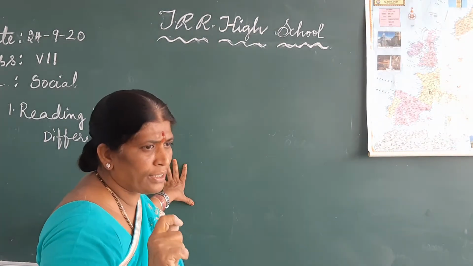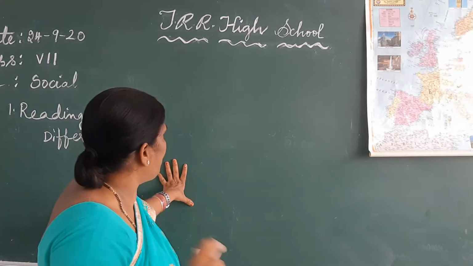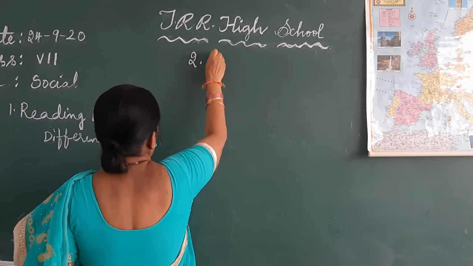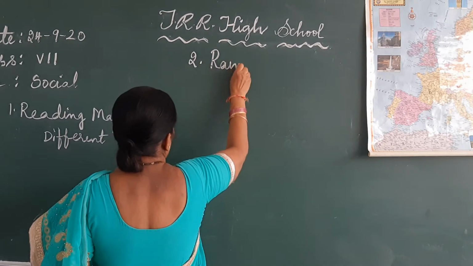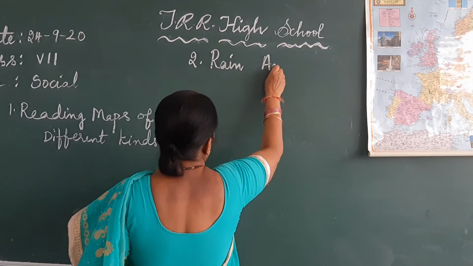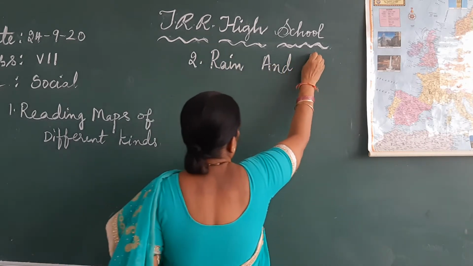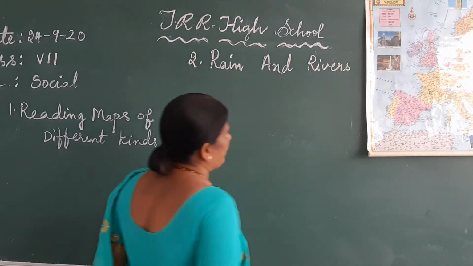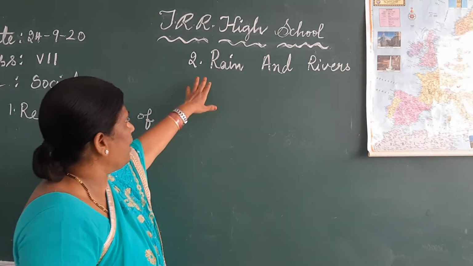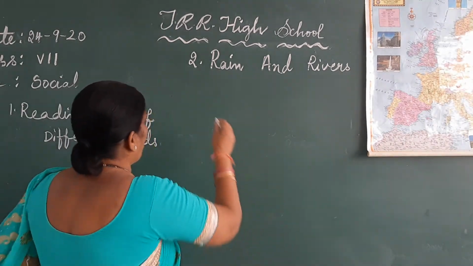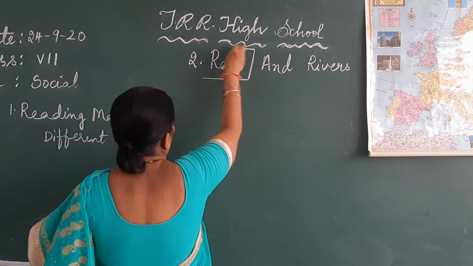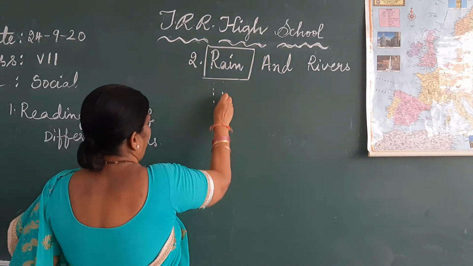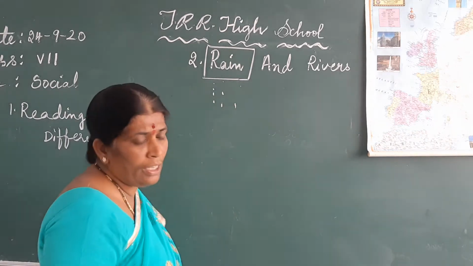So today our lesson, a very important lesson, is rain, R-A-I-N, and rivers. Rivers, you know, like Krishna, Godavari, Ganga, Yamuna, all that. But today we are going to learn only about the rain.